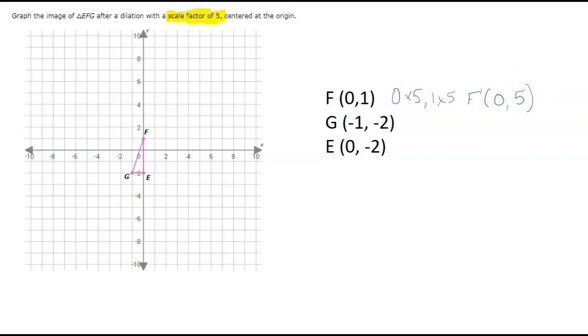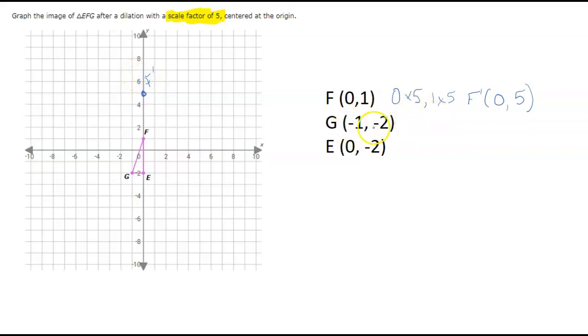Okay, so you're taking your scale factor, whatever it might be, and multiplying it by x and y. So F prime is going to land at 0, 5. So over 0, up 5. So there's 4, 5, put a point, label it F prime.